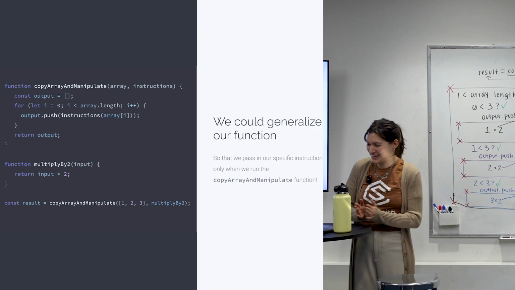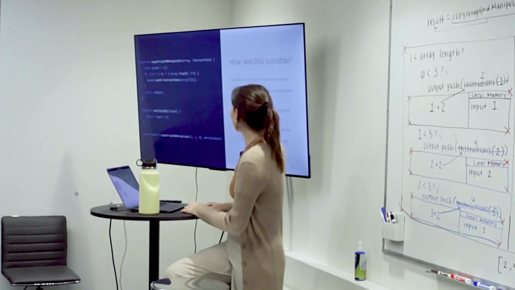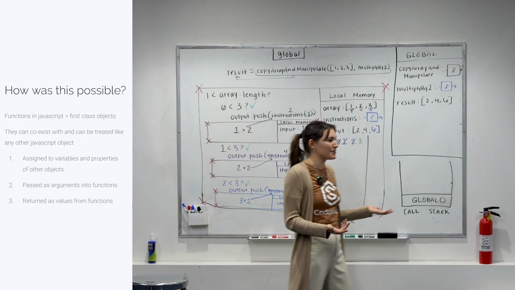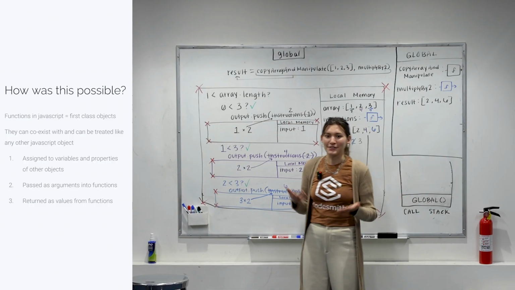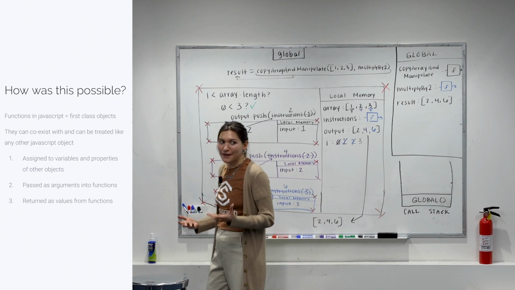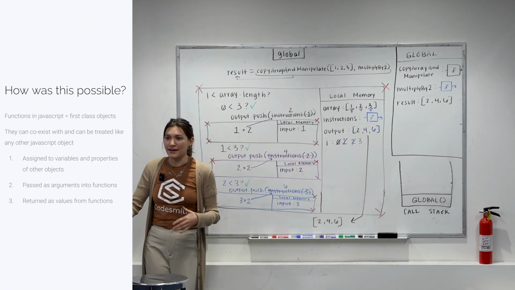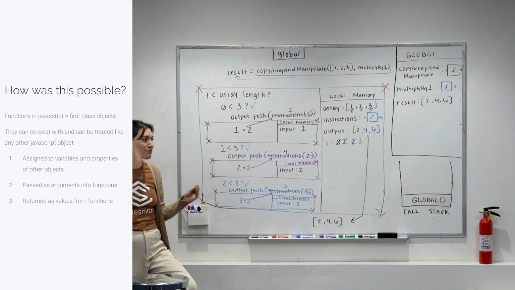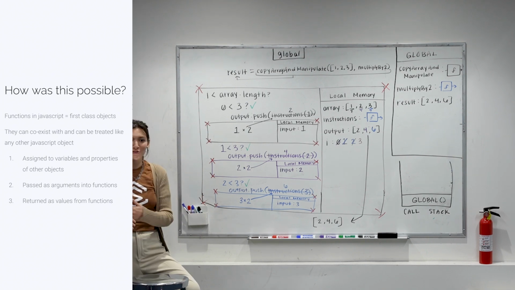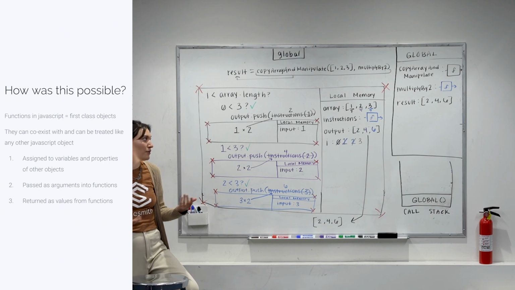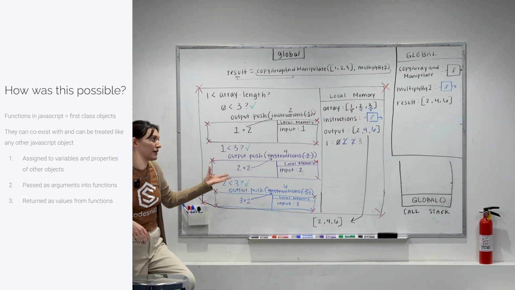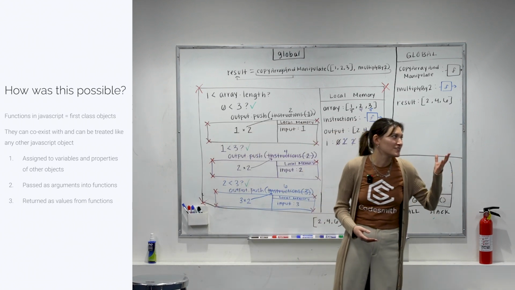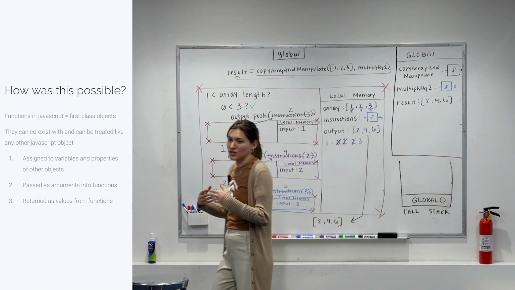Yay, good job, everybody. Let's talk about how this is possible. Like I said at the beginning of this workshop, callbacks and higher order functions is not something that happens in other programming languages. The idea of passing a function definition into another function in another programming language is just not something that is possible. So why is it that we are allowed to do this in JavaScript? It is because functions in JavaScript are actually just objects.